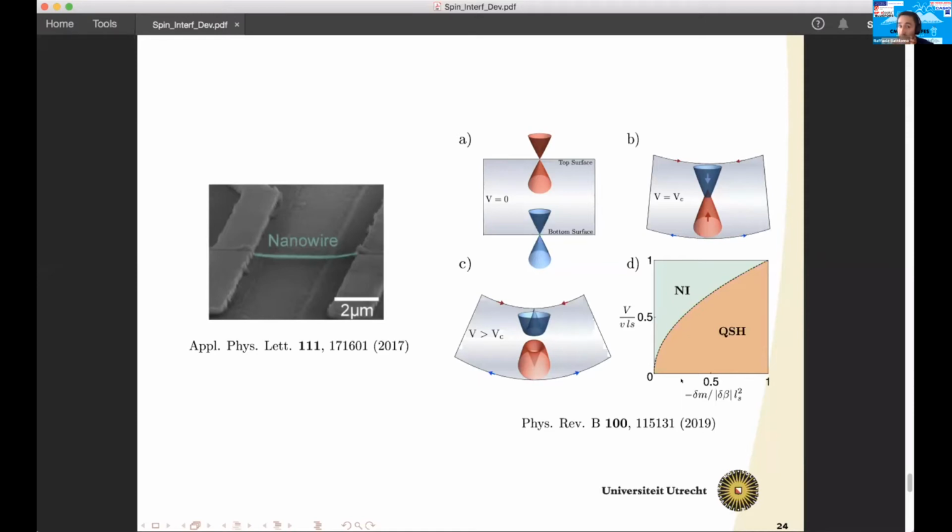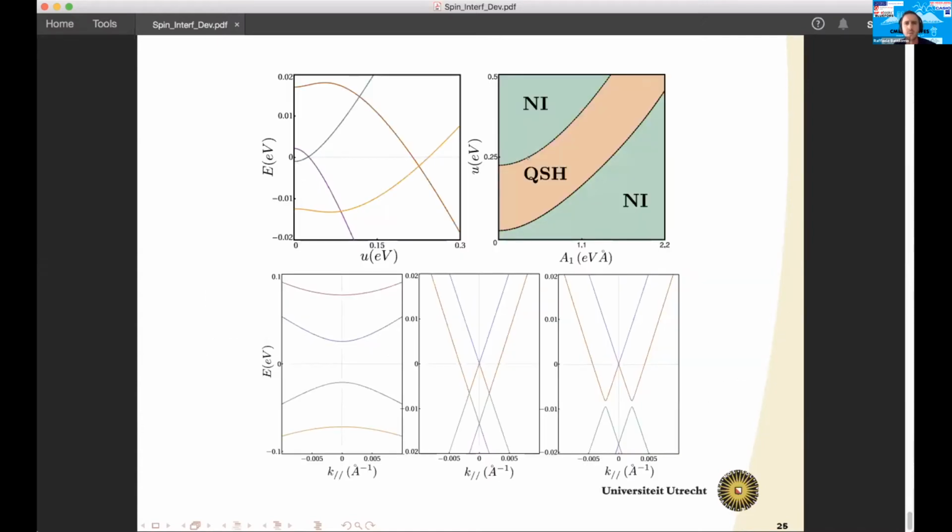We found that above a certain critical bending, a certain critical strain, the system goes through a topological phase transition from a quantum spin Hall insulator to a normal insulator. These energy shifts have also been observed in bismuth telluride nanowires. But what's even more interesting is that when these hybridization gaps are of the same order of magnitude as the bulk band gaps, we can have the opposite happen. So we can pass from a normal insulator to a quantum spin Hall insulator and back to a normal insulator. Through this strain, we can have an oscillating behavior of these topological phase transitions.